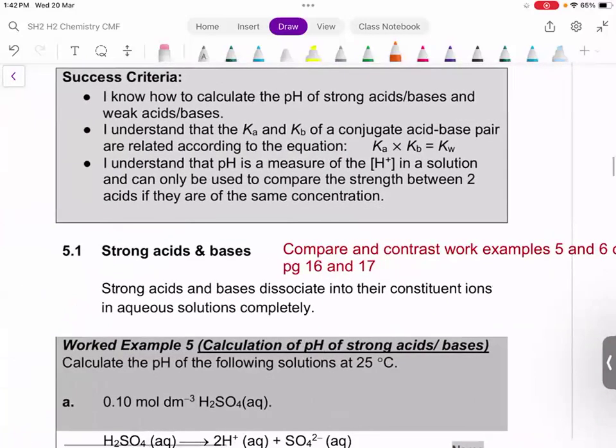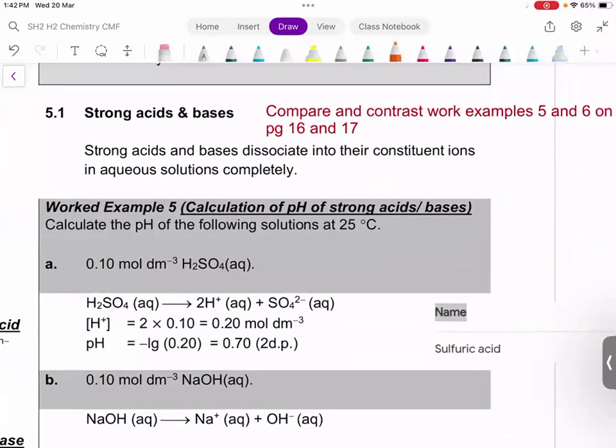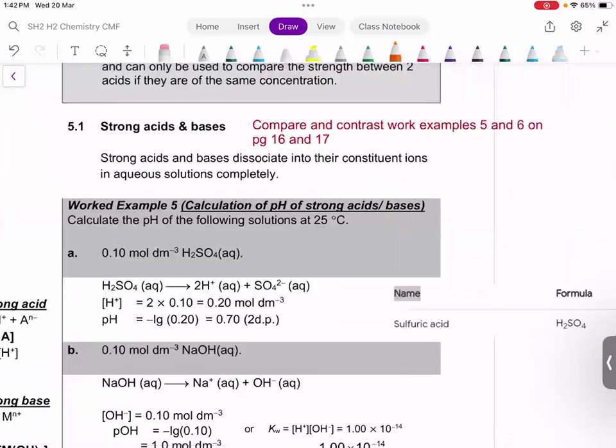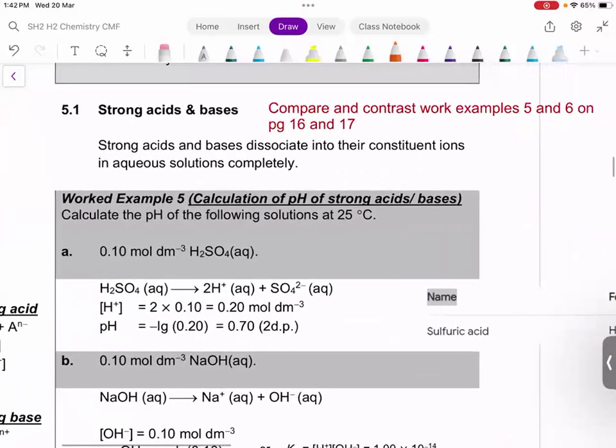So next part, I will need you to make a comparison, compare and contrast the work examples for 5 and 6. Example 5 is calculating the pH of a strong acid and strong base, whereas for example 6, we are working with a weak acid. I would like you to tell me the similarities and differences. Can you do so now? Read the examples on page 16 and 17. Can you identify what's the difference?